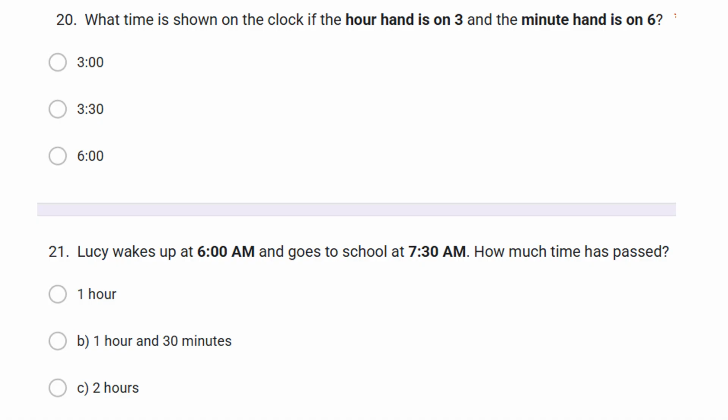Number 20. What time is shown on the clock if the hour hand is on 3 and the minute hand is on 6? Try to think of it. A. 3 o'clock. B. 3:30, or half past 3. C. 6 o'clock.